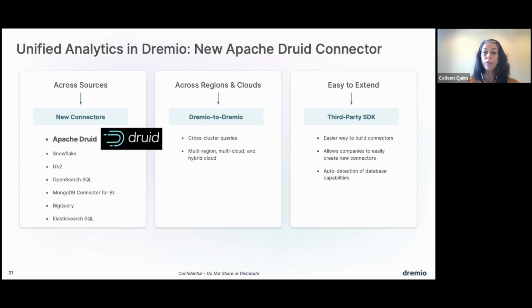Druid joins a few other also recent connector additions, including an improved Snowflake connector, a new DB2 connector, a MongoDB connector, and our Dremio to Dremio connector. All of those were released earlier this year. And then we also offer a third-party SDK that enables other organizations, analytics companies, governance companies, and tech companies to quickly develop their own connectors to Dremio. So stay tuned for what's coming next.